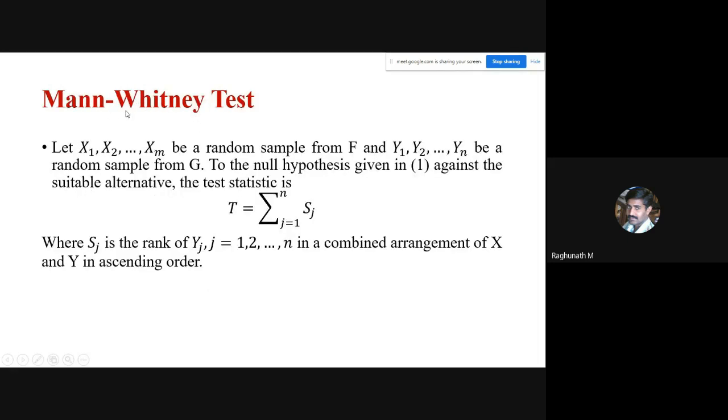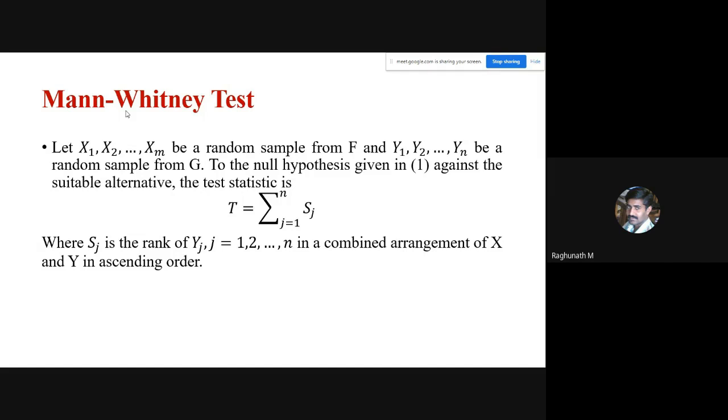Then what Mann and Whitney suggested is you put both the X observations and Y observations together, irrespective of whether they are X or Y, and arrange them in ascending order. Then you see whether the first observation is from X or Y, similarly whether the second observation is from X or Y. Like that, you see how many Y's are there in that thoroughly mixed up situation.